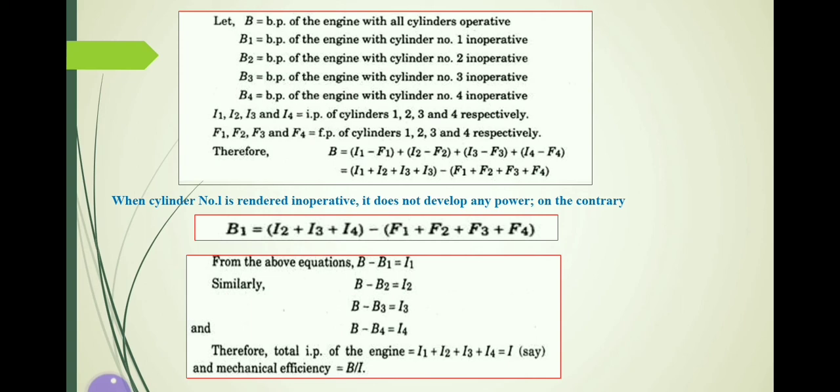Now we can find the total brake power by using the dynamometer, and we get the total indicated power I1 plus I2 plus I3 plus I4. If we have both these powers, we can easily find the friction power, because friction power is nothing but indicated power minus brake power. As well, with the brake power and indicated power, we can easily find the mechanical efficiency also.